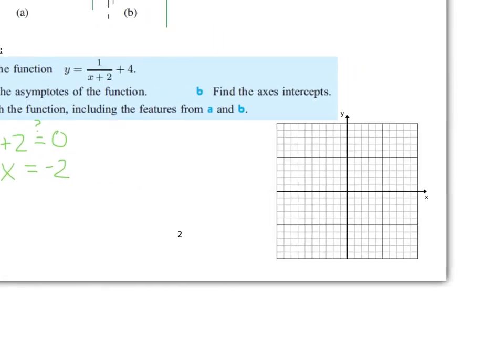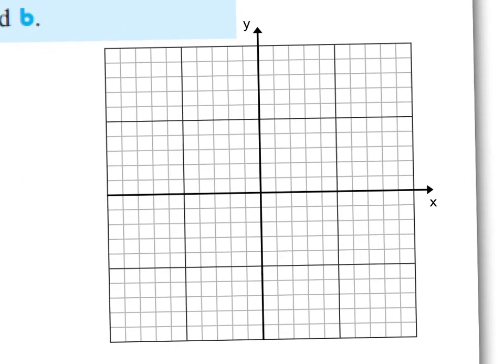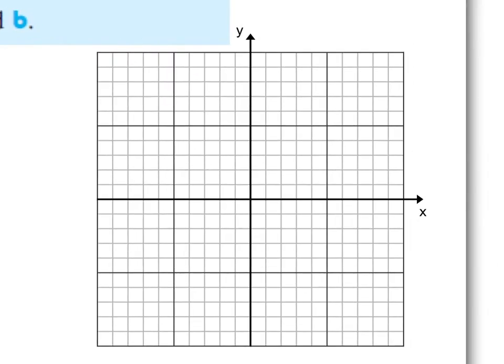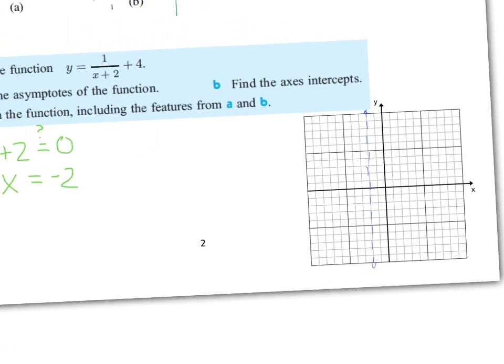I'm going to go over here to the graph, and I'm going to zoom in, and at x equals negative 2, I'm going to draw in my vertical asymptote. So I'm just going to dash that line in down here. Remember what that asymptote is. That asymptote is that vertical boundary line that the function can get close to, but it can never touch. All right, so there goes that.